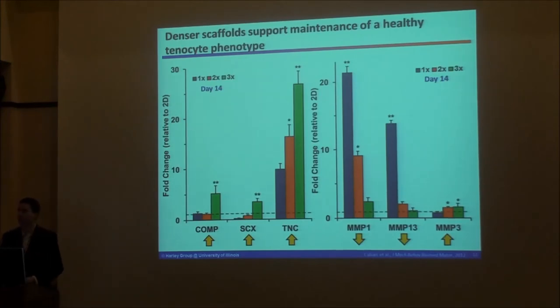And this is just another example of some more gene targets that we looked at. This was the one I showed on the previous slide just for the final time point. So this is all after 14 days in culture. And you can see this is how we would like things to trend for these particular targets, and you can see that trends pretty nicely with relative density. So again, the denser scaffolds are performing better.